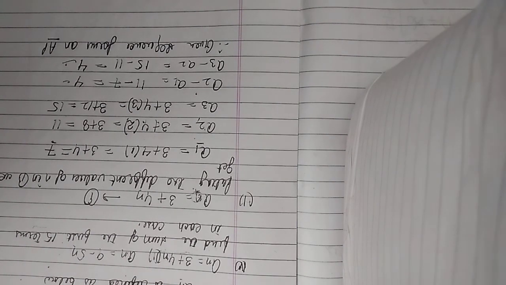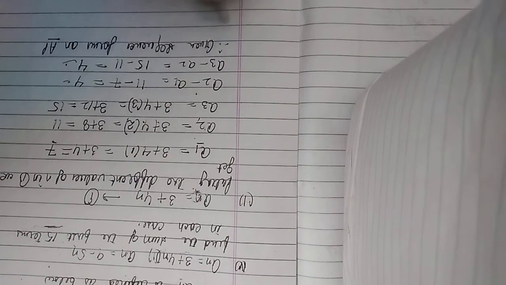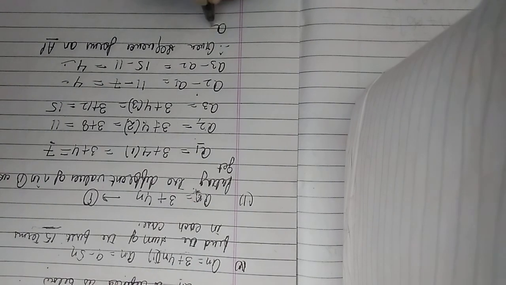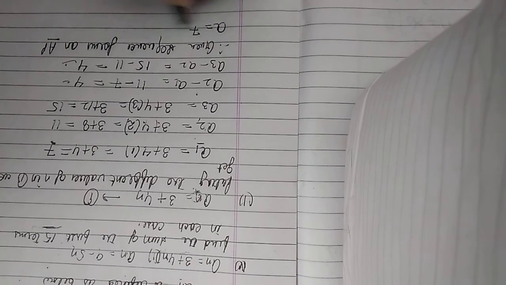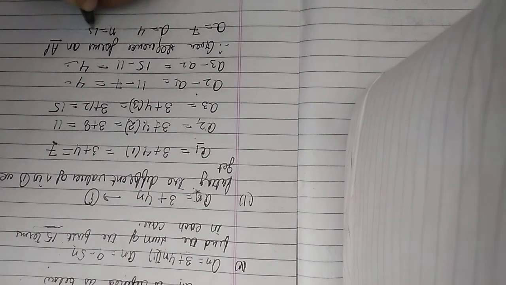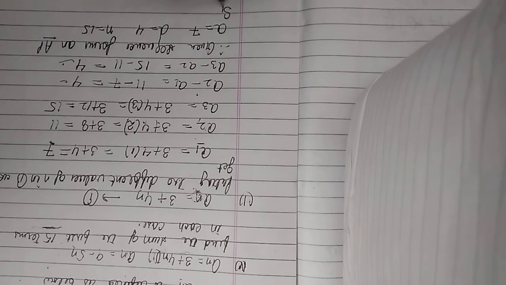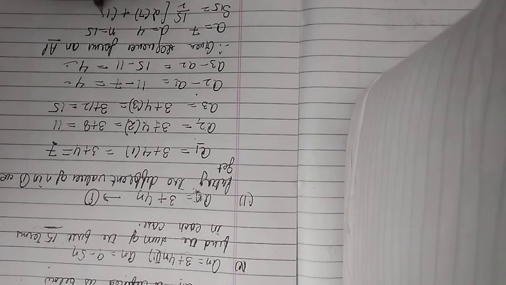If it forms an AP, then we have to find the sum of first 15 terms. a is considered as a1, that is 7. First term is 7, common difference is 4 and n is 15. Now we have to find the sum of first 15 terms. S15 is 15 by 2 into 2a, that is 2 into 7, plus n minus 1, 15 minus 1, into d, that is 4.